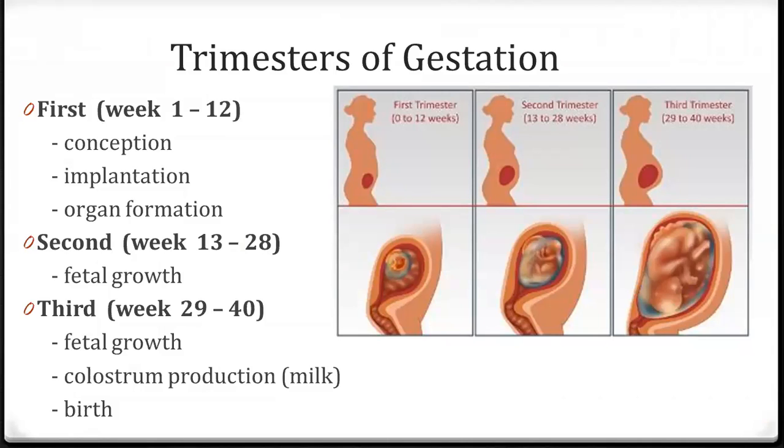Trimesters of gestation. Weeks 1 through 12 is called your first trimester. This is when conception occurs, implantation, and organ formation. The second trimester is weeks 13 through 28. This is where you have fetal growth. And then the third trimester is weeks 29 through 40, and you have fetal growth, milk production, and then birth.